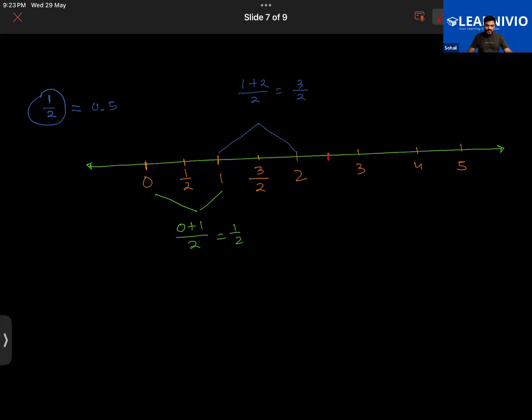Note the procedure. Simply you have to add the two numbers, like 2 and 3. I'm asking you to find it between 2 and 3. What you need to do is simply add 2 and 3, just like we did now. Find it out yourself. 3 upon 2.